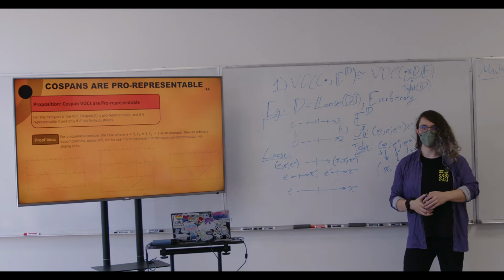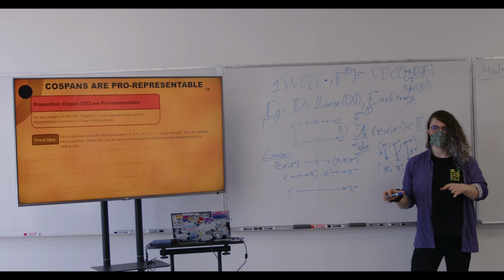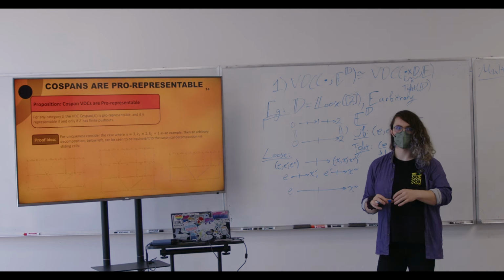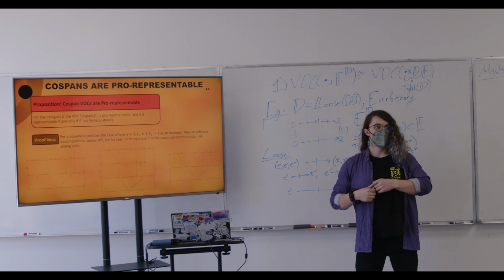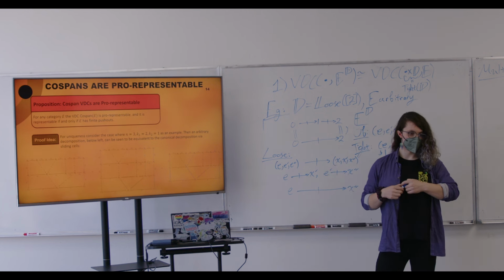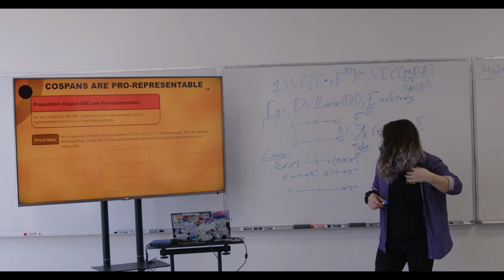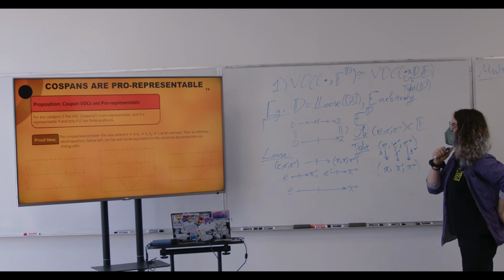Any questions about the cospans or what's going on in there? It seems like that says every decomposition here has a map to the canonical one directly, like the canonical decomposition is a terminal decomposition or something like that.